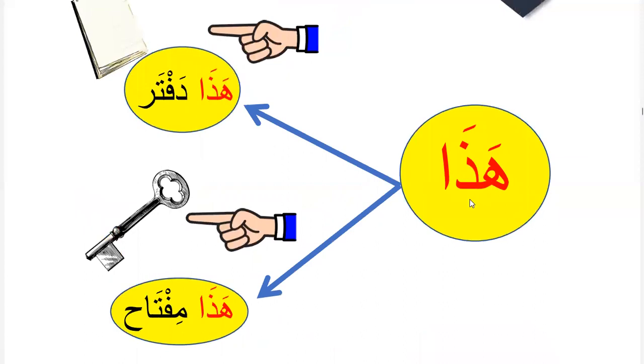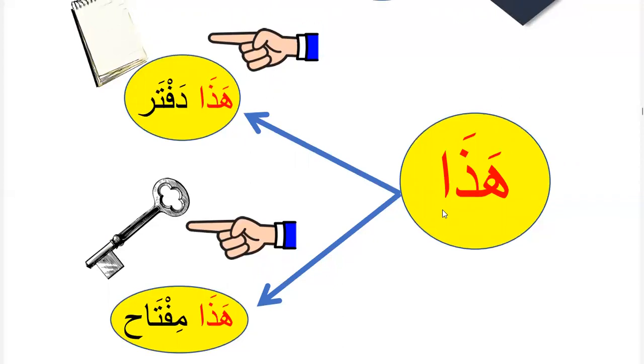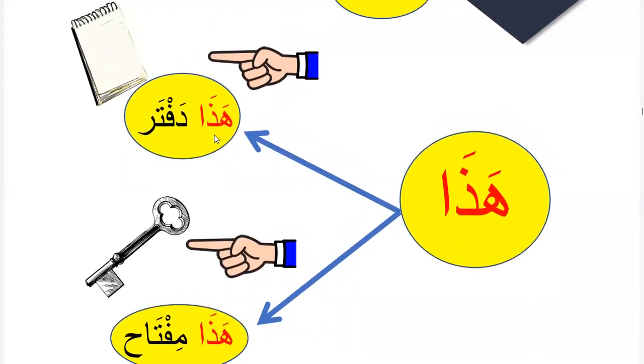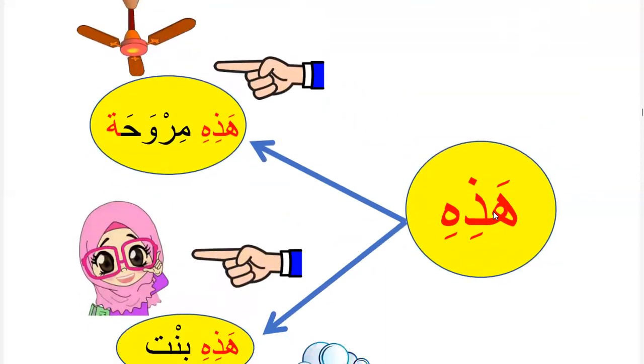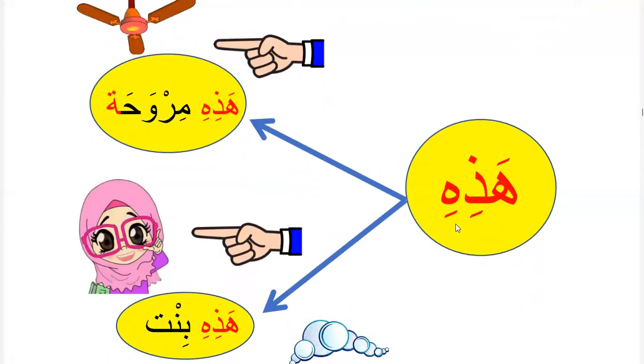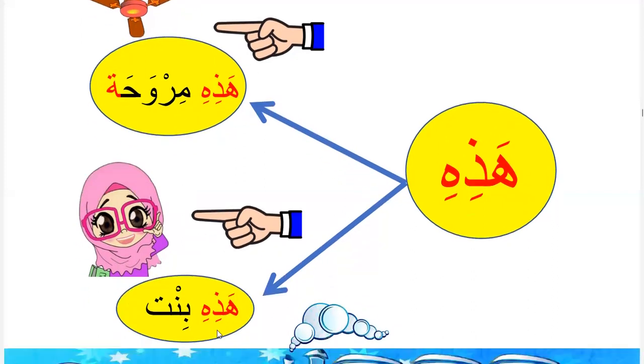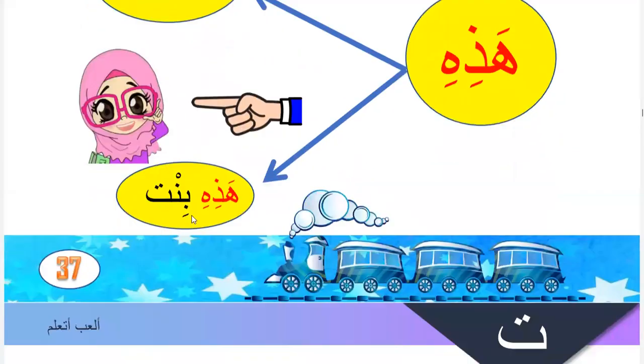Riyan. Haza means this is a masculine word. Good. Haza daftar. This is a notebook. Good. Haza miftah. This is a key. Good. Hazihi. This is a feminine word. Hazihi mirwaha. This is a fan. Good. Hazihi bint. This is a girl, correct.